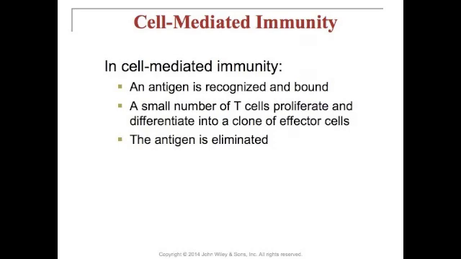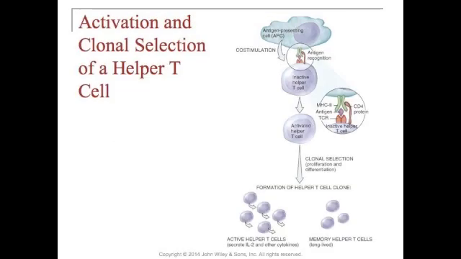And here we see figure 22.15, page 871, the activation and clonal selection of a helper T cell. So once a helper T cell is activated, it forms a clone of active helper T cells and memory helper T cells. Active helper T cells secrete a variety of cytokines. One very important cytokine produced by helper T cells is interleukin-2, which is needed for virtually all immune responses and is the prime trigger of T cell proliferation.